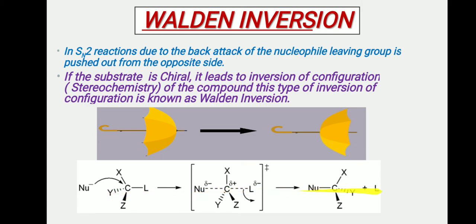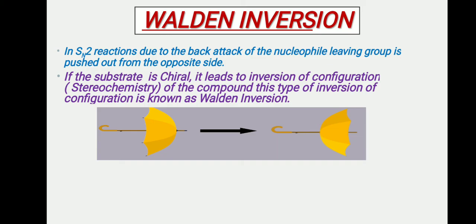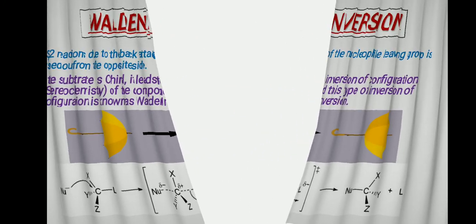During Walden inversion, as the nucleophile attacks from the back side, there is an interaction between the nucleophile and these groups. As a result, these groups are pushed away from the nucleophile, so they go to the opposite side. I hope all of you understood this, dear students.